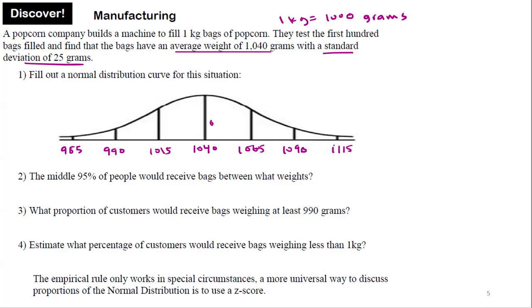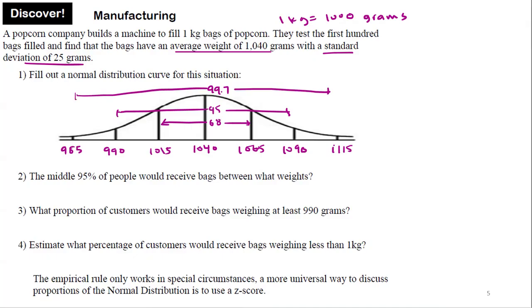All right, and then as I mentioned, I just like to label this. So 68, 95, 99.7. Okay, so we got 68% within here, 95% within here, and then 99.7 within here.